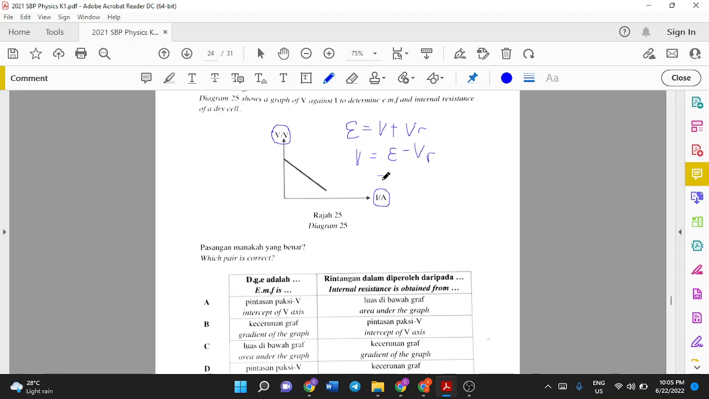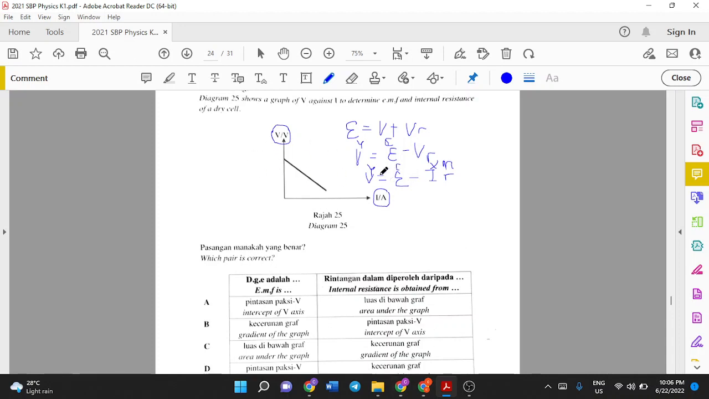Okay, so E here will be equal to your intercept, your C, and this is your Y. And this will be your Ir. So r will be your gradient, and I will be your X. So this is your C, and V will be your Y. Okay, so can you see that?